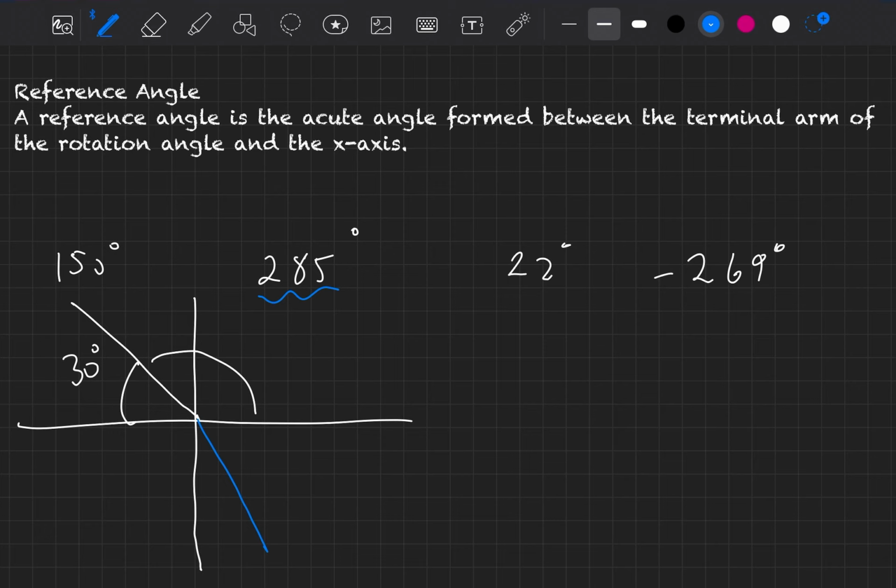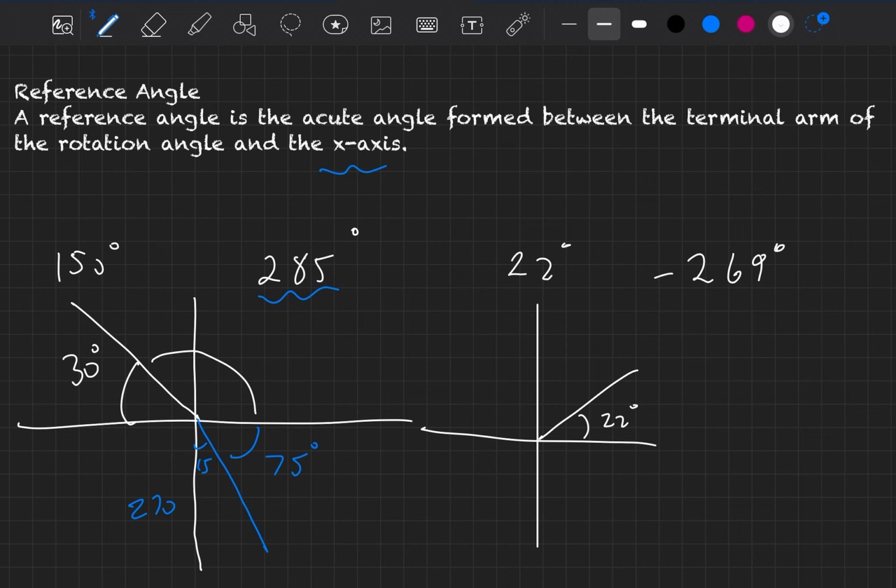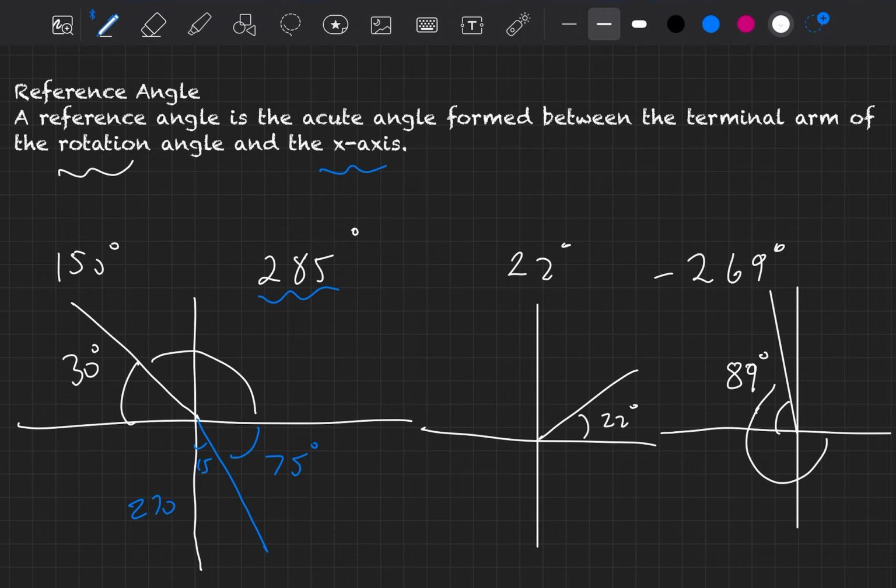And then we know that this one would be 75 because this is 270. So this angle here would be 15, and then the reference angle would be the 75 degrees, because it's to the x-axis. 22 degrees would just be like that, 22 degrees. Negative 269 would be this way, and then just up until here. And then the reference angle here would be 89 degrees because it's always between 0 and 90, with the rotation angle and the x-axis. So that's right there.